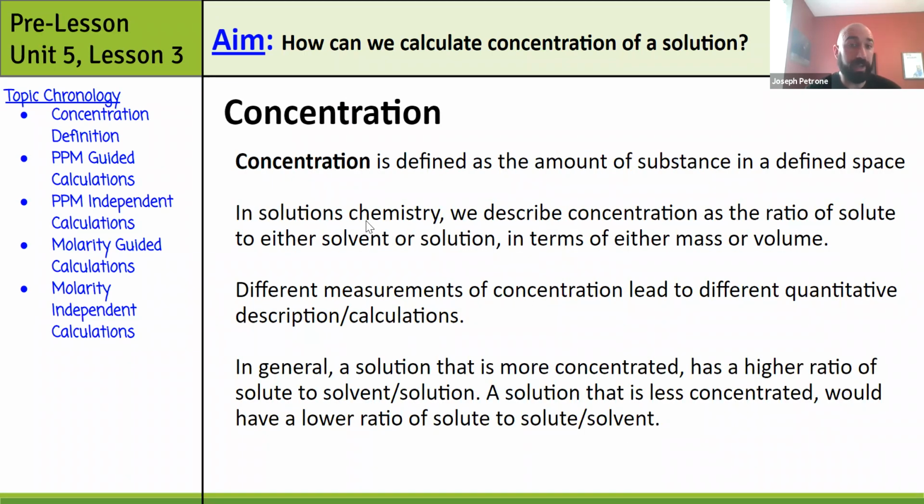So first off, what is concentration? So in the previous activity, you gave us a definition of concentration that was all on your own. But now we can go through the chemical definition. So concentration is defined as the amount of substance that is in a specific defined space. And that's for really anything, like concentration of people in a space. We can use that kind of relationship here. But when we're dealing with solutions in chemistry, we describe concentration as the ratio of solute to either the solvent or the solution. And this is usually in terms of either mass or volume or some other kind of unit that relates to either of those.